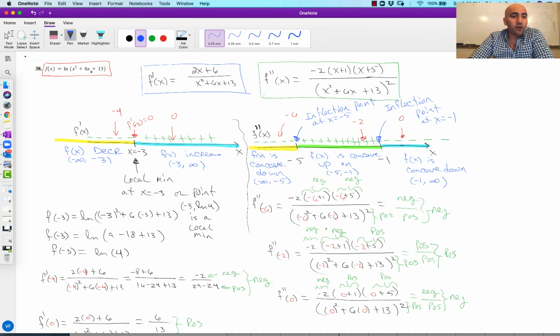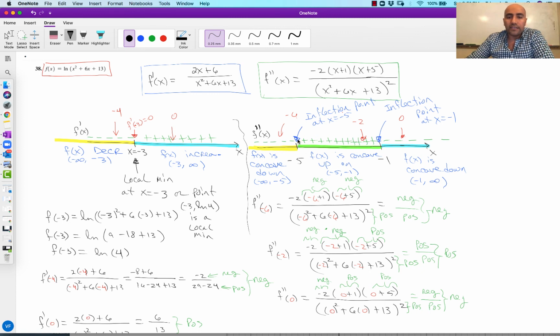If we evaluate our original function at negative 3, this looks kind of ugly. If we evaluate our underlying function at negative 3, that's what we did here, we get ln of 4. And so this is the ordered pair that represents a local minimum. We can just leave it like this, or if you want to get your calculator and get an approximation, that's fine too.